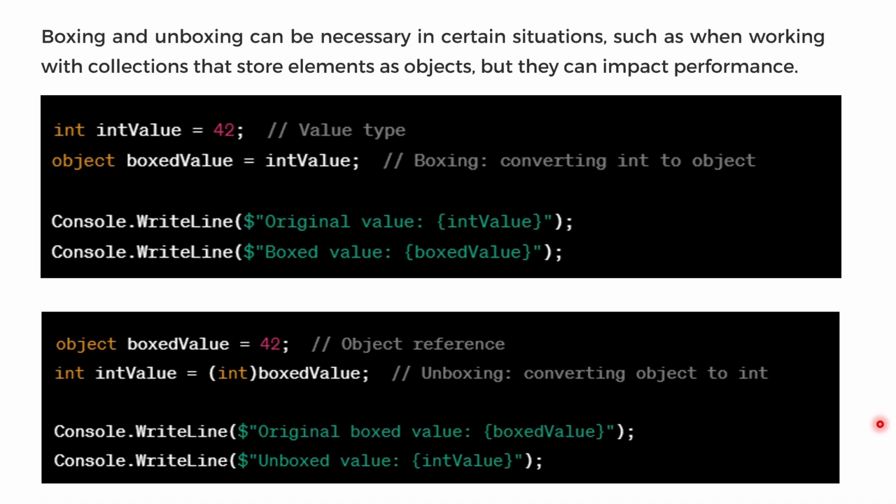So when we come to the example, here you can see that it's a value type, integer int value 42. When we box that integer value into an object, it now becomes an object. We boxed that value, so we converted the integer into an object. So it's basically boxing. And when we come to unboxing, we have an object which has the value 42. When we unbox that, we typecast that object into an integer. So unboxing is converting an object to an integer. We have converted it into a value type. So those are the boxing and unboxing concepts.